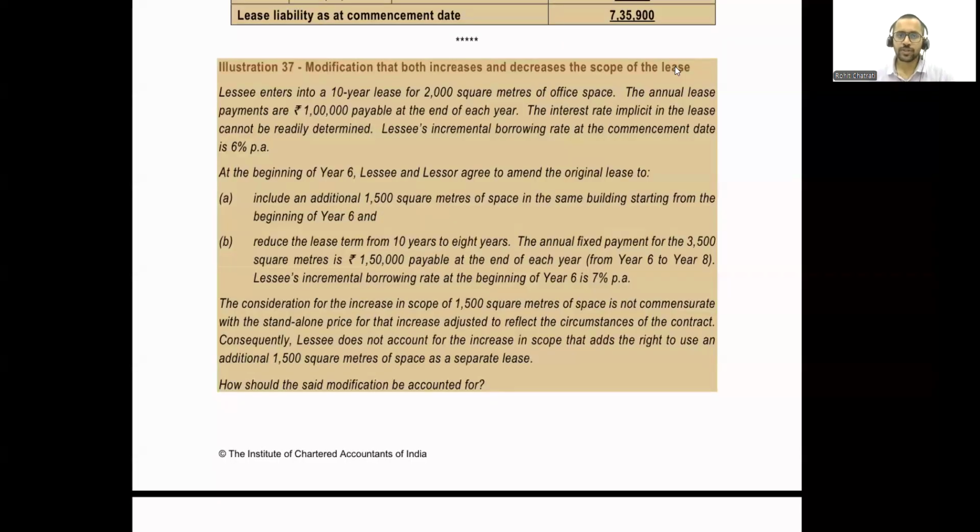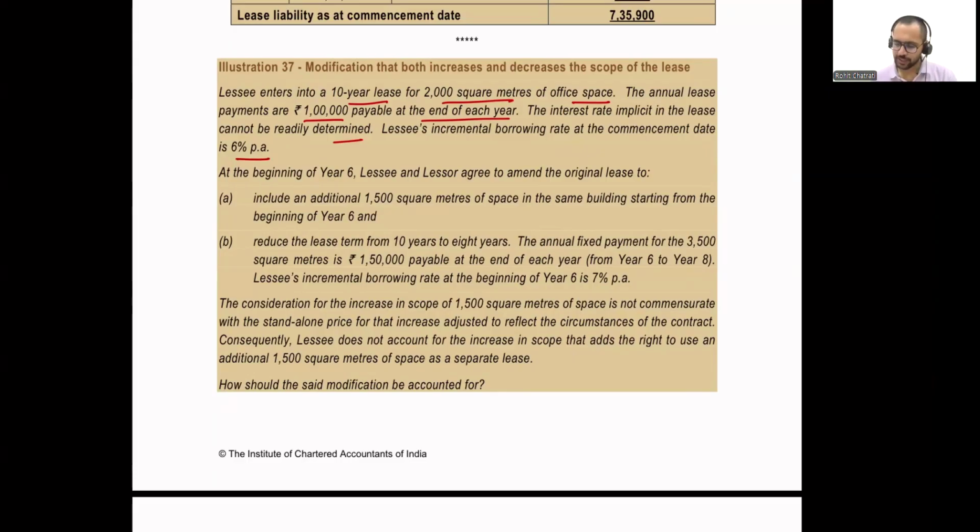Let's now look at illustration number 37. A lessee enters into a 10-year lease for 2000 square meters of office space. The annual lease payments are 1 lakh, which is payable at the end of each year. The interest rate implicit in the lease cannot be readily determined, and the incremental borrowing rate is 6% per annum.